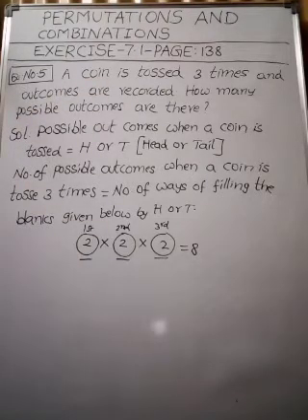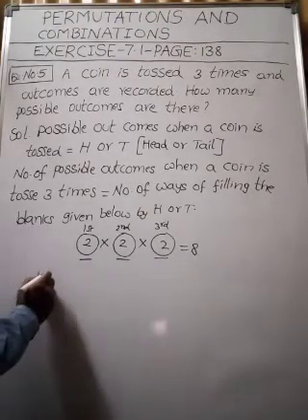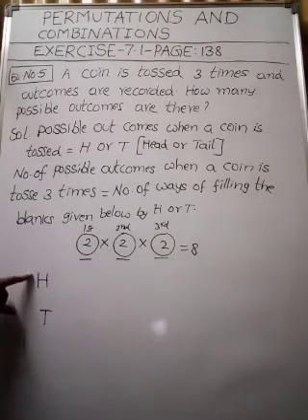Okay, my dear children. Now, I will write the list of these 8 outcomes. What are the 8 outcomes? See here. First time, head or tail. First time. Okay, my dear children.